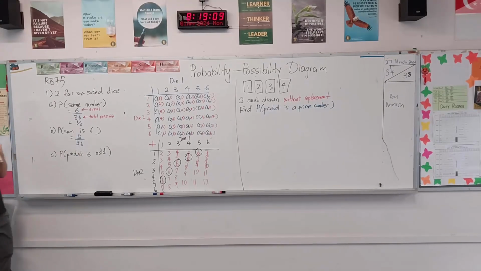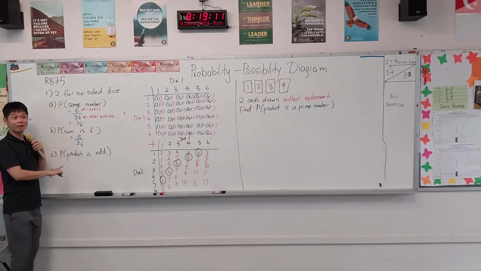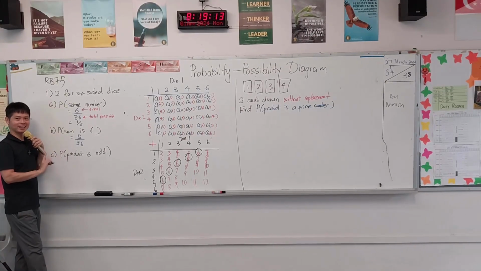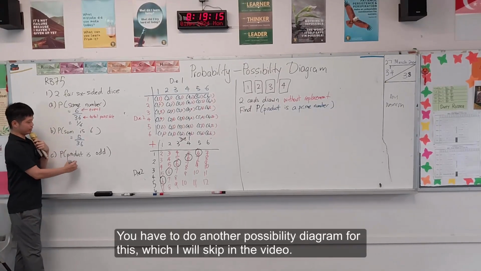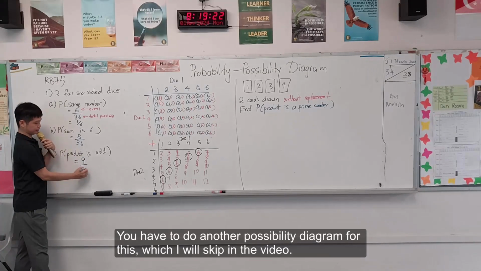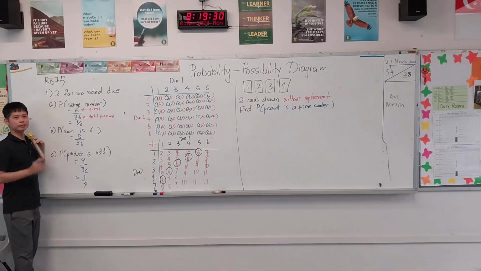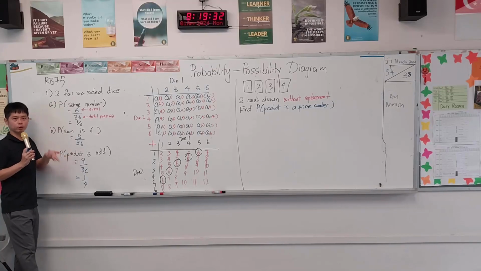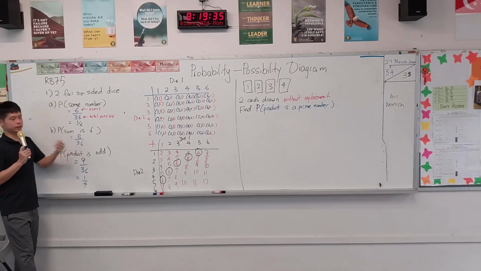The answer is 1 out of 4. You may think that it's half, right? It's not half, it's actually 1 out of 4. Well, how do you get 1 out of 4? There will be 9 out of 36. So the final answer is 1 out of 4. You realize that if you don't use a possibility diagram, you will lose track halfway. So you need a diagram.